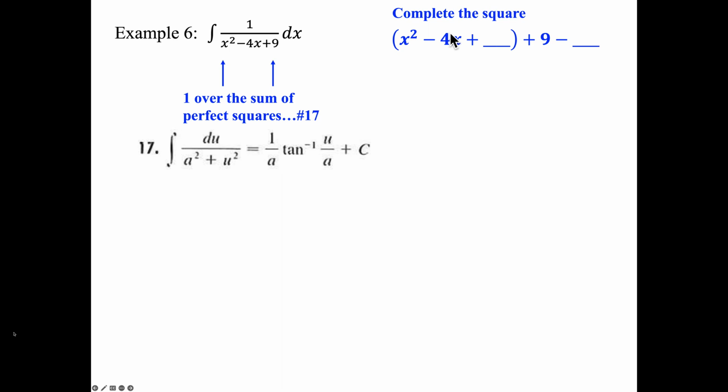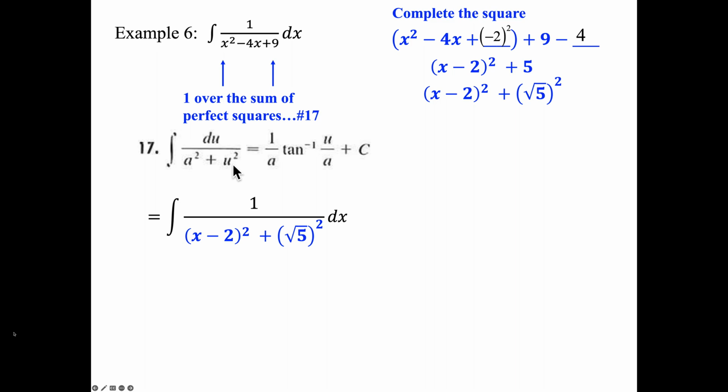So to complete the square, we take half of negative 4, which is negative 2. We square that, and we get a 4. So this becomes the binomial x minus 2 squared. That's going to be your u squared, if you will. The plus 5, that's going to be my a squared. So I'm going to change this to the square root of 5 squared, and now everything fits here. This is the a, this is the u.